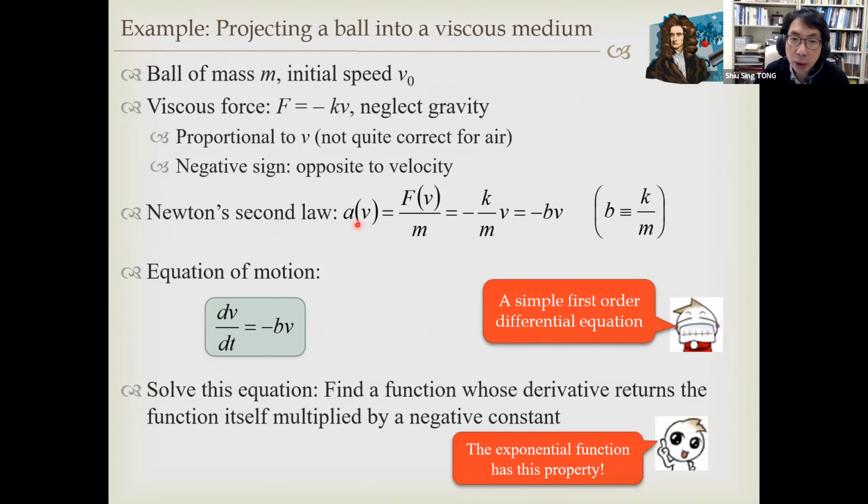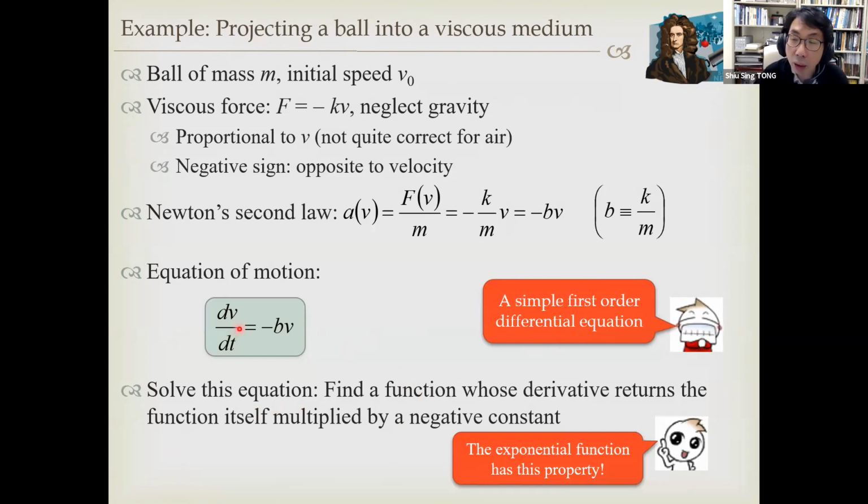Now, Newton's second law will be like this: the force divided by the mass will give you the acceleration, and so it will become minus k over m times v, and we write a shorthand. We introduce this constant b equal to k over m. That is the definition. We only want to simplify the equation a bit. And so the equation of motion is given by dv/dt equals minus bv. That is the simplest first order differential equation.